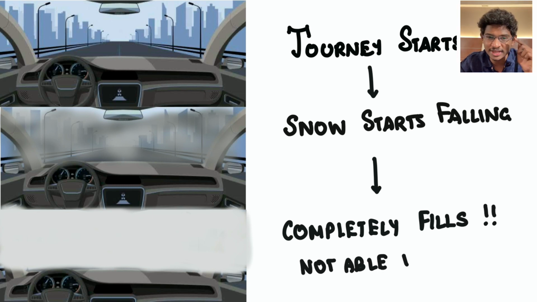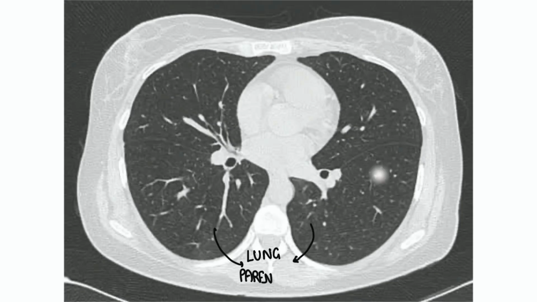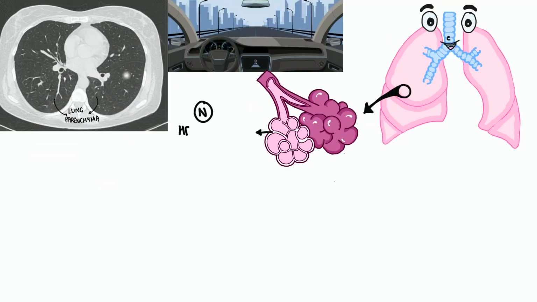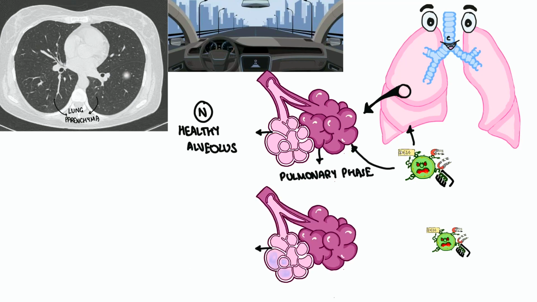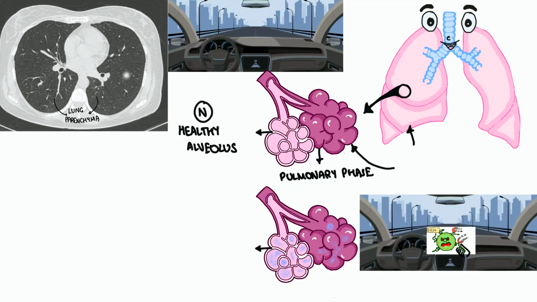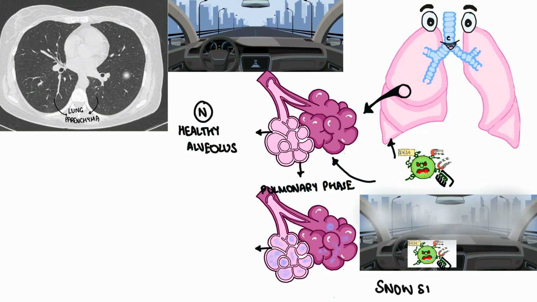Now let's see how to utilize this in a CT scan. This is the HRCT chest showing the normal lung parenchyma with its bronchovascular markings. So normal healthy alveoli are shown here. So what happens when the virus starts to attack your lungs in the pulmonary phase? Inflammatory cells pour into the alveoli and injure the alveoli, accompanied by exudation of fluid into the alveoli. It is similar to snow starting to fall, fogging. Can you see here? Same fogging is happening in the lungs.